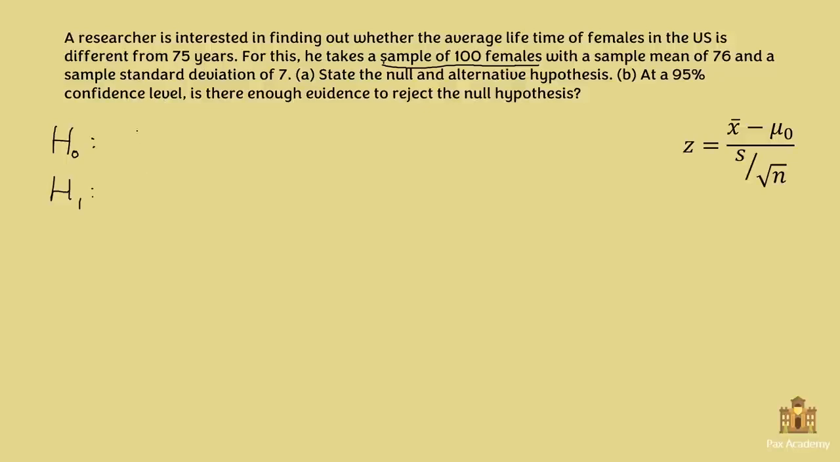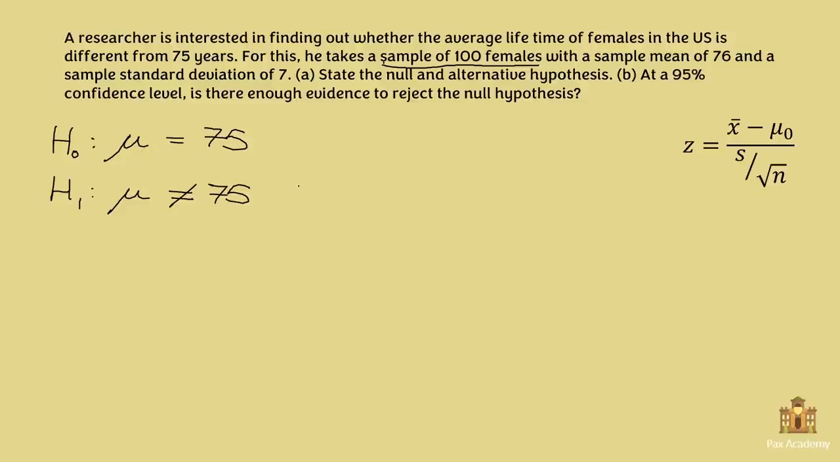So the null hypothesis is that generally we think that the average lifetime of females is 75 years. So mu is 75. But then this researcher comes in and tries to challenge this view by saying that no, it's actually different from 75 years.